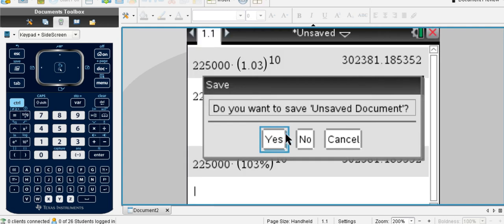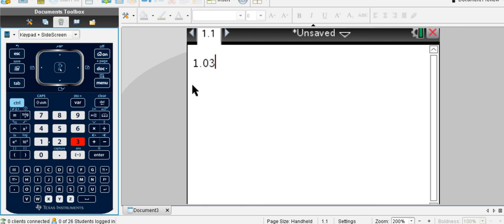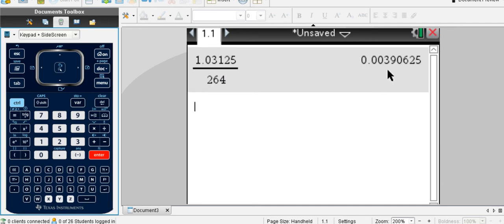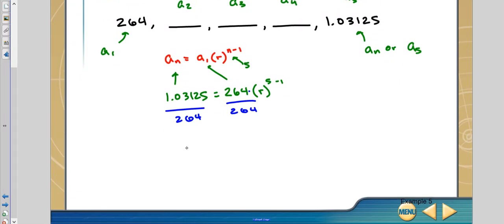We'll have over here, just clear this out real quick, 1.03125, I believe is what it was. Let me go back and check. Yep, and we're going to divide this by 264. And so we get this value. All right, so 0, 0, and that's a wild number, and so we'll have 0.00390625, and that's going to be equal to r to the power of 4.